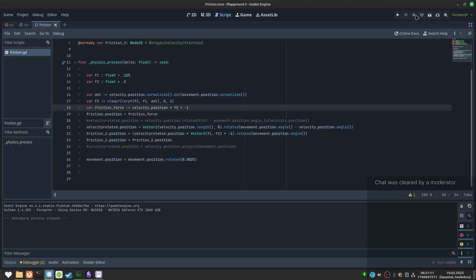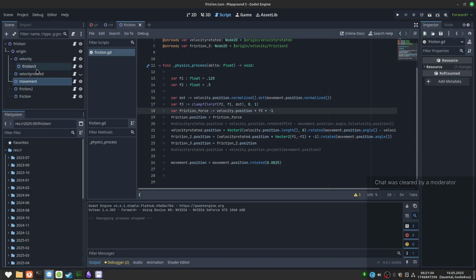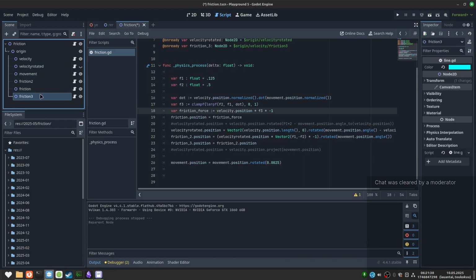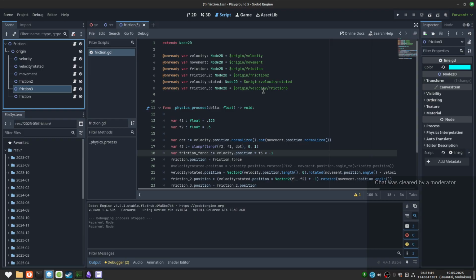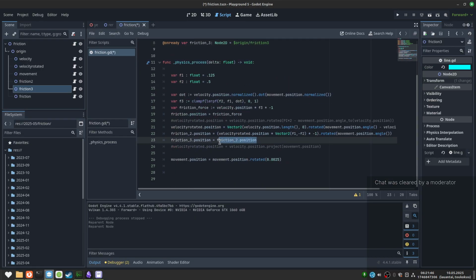Let me first look at this logic and see if I can simplify it somehow. So basically, I want to create something where the logic is as simple as possible, but it will yield the same thing as friction 2. I think I'll just make friction 3 also be a child here. And I will just write some other line here.